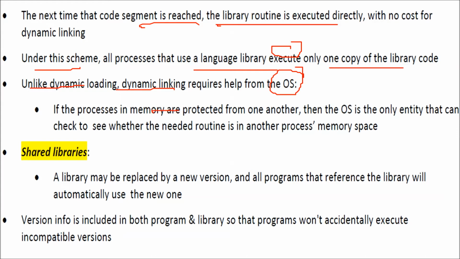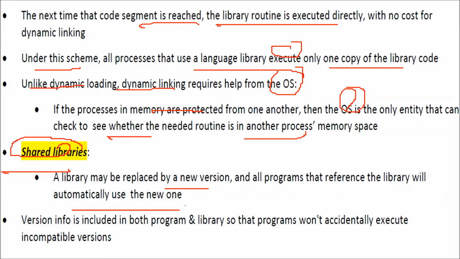So if the processes in memory are protected from one another, how do we know that we have some routine already present? The operating system is the only entity that can check whether the needed routine is in another process's memory space or not, right? Then we have shared libraries also. We have libraries which can have different versions. A library may be replaced by a new version, and all the programs that reference the library will automatically use the new one. This is about the shared library. So the version information is included in both the program and library so that the program won't accidentally execute any incompatible versions.